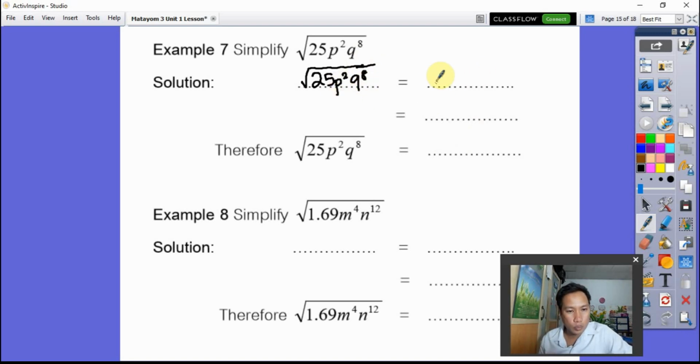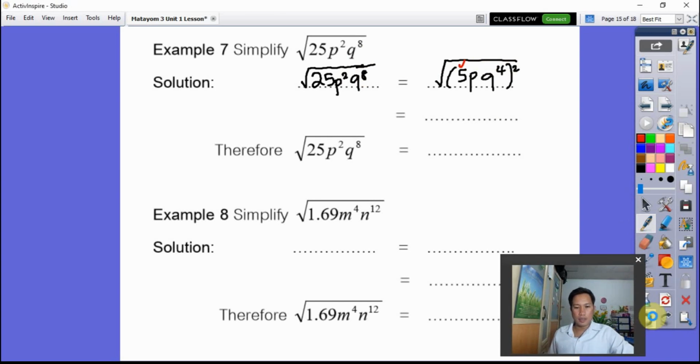Okay, now we will change this into a square. All right, so we will get 5 p q to the power of 4. Now if you want to check it, you have to square this. Square 5, square 25, correct? P squared, correct? Q to the power of 4 squared, q to the power of 8, correct? All right, so all of these are correct. Okay, now we will cancel out the square and the root.